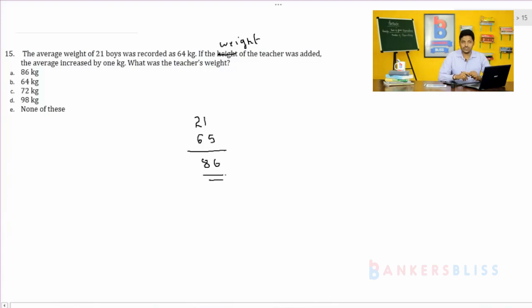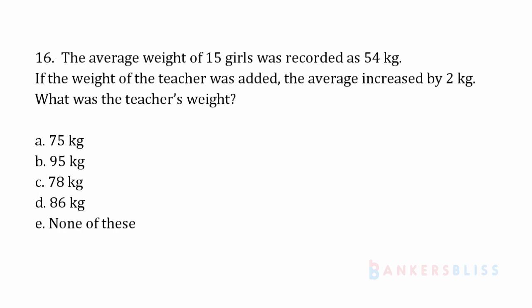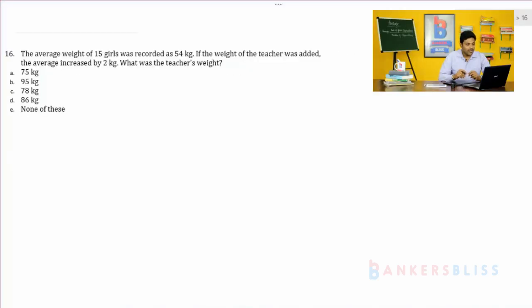Let us go to the next question. Problem number 16. The average weight of 15 girls was recorded as 54 kg. If the weight of the teacher was added, the average increased by 2 kg. What was the teacher's weight? So here, after entering into the group, the average weight is increased by 2 kgs. So from 54 kg, it is increased to 56 kgs. Means each and every girl is getting 2 kgs extra. That has to be given by the teacher itself.